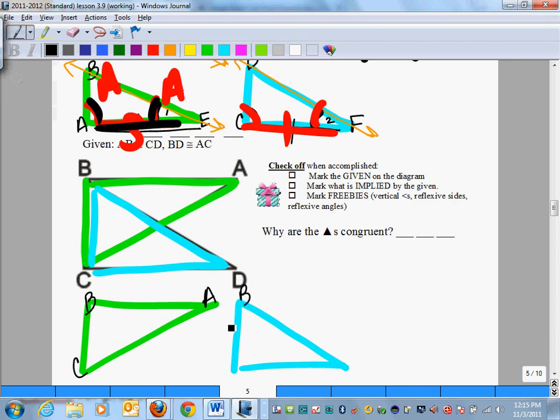Okay, ready? Walk through GIFT with this. Determine why those triangles are equal. Go. Students, I'm going to give you the answer in about 1 minute. Start working your GIFT.